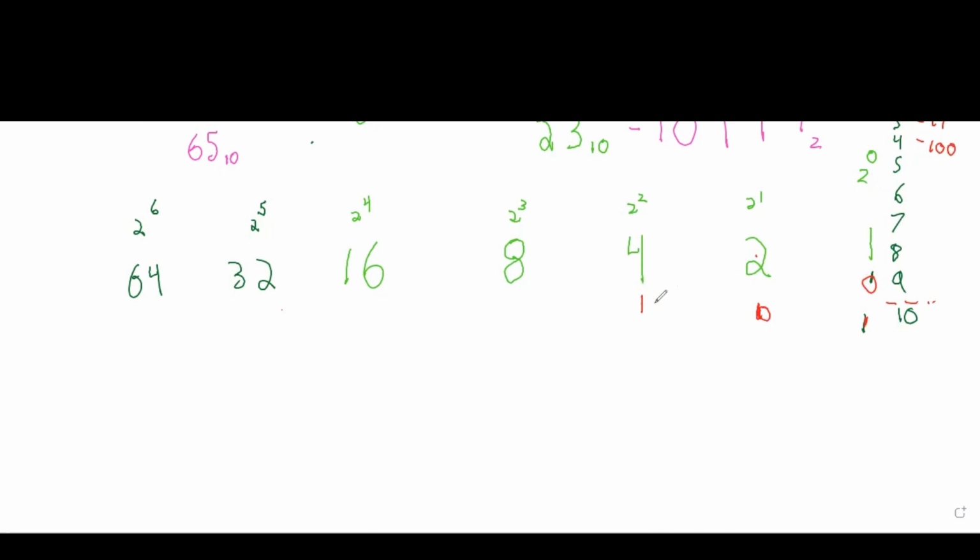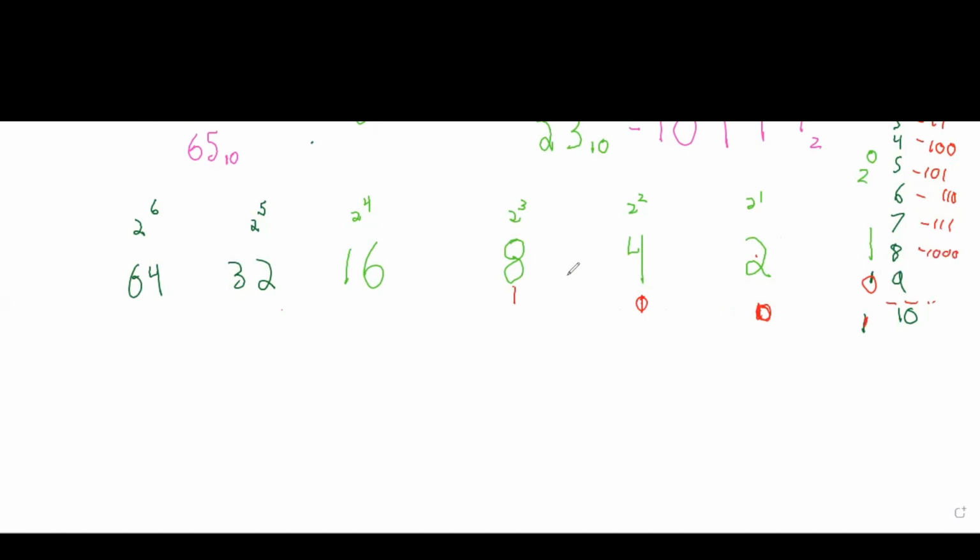5, I need a 1 here, no 2, and a 1. So that'll be 1, 0, 1. 6, I could use a 4 and a 2, so it'll be 1, 1, and a 0. 7, I need a 4, a 2, and a 1. Yeah, 4, 5, 6, 7, yeah. So 1, 1, 1. 8, I need what? So it'll be 1 here and 0, 0, 0 for everything else.